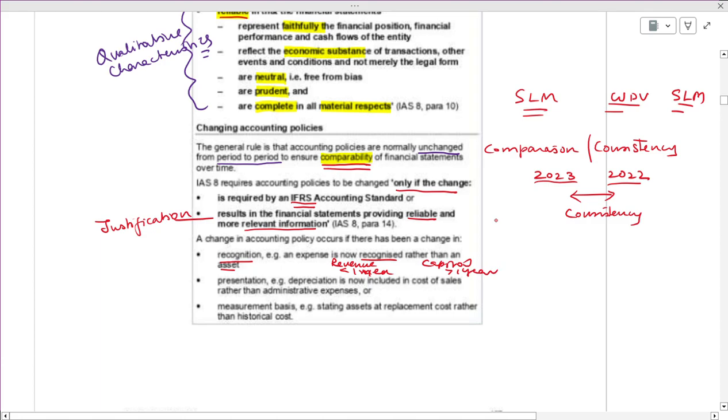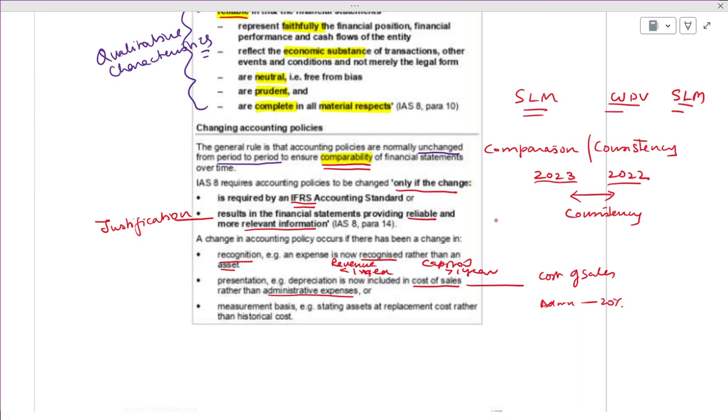Presentation. Depreciation is now included in cost of sales rather than administration expenses. We have done this, is it right? One year we are putting in cost of sales, one year we are putting in administration expenses. I told you in the beginning of this chapter, always we have to put it in cost of sales. Sometimes they will give that, yes, administration. This year there will be 20% for administration, then you have to do that. Otherwise we should not. That is the reason they provide this information.